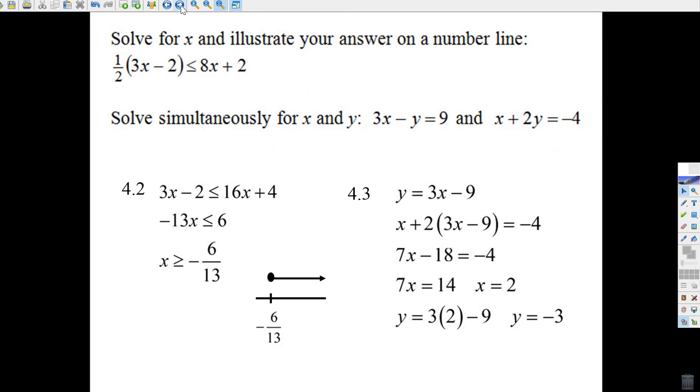Let's see, do we have enough time to take a look at another question? Maybe we do. Let's see this one here. Solve for x and illustrate on a number line.